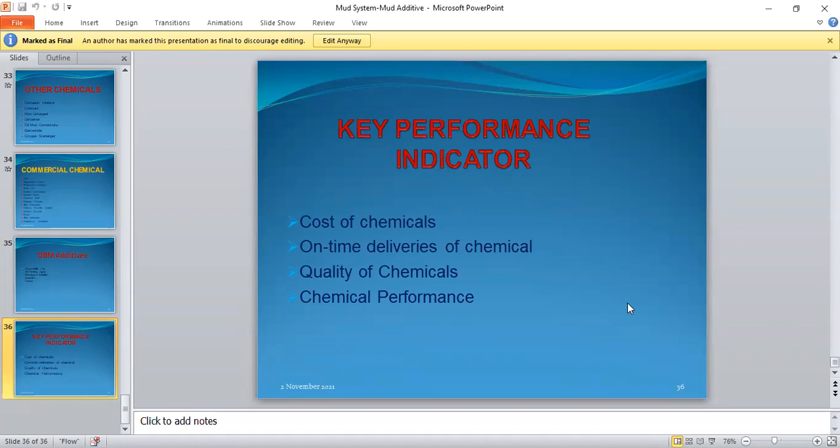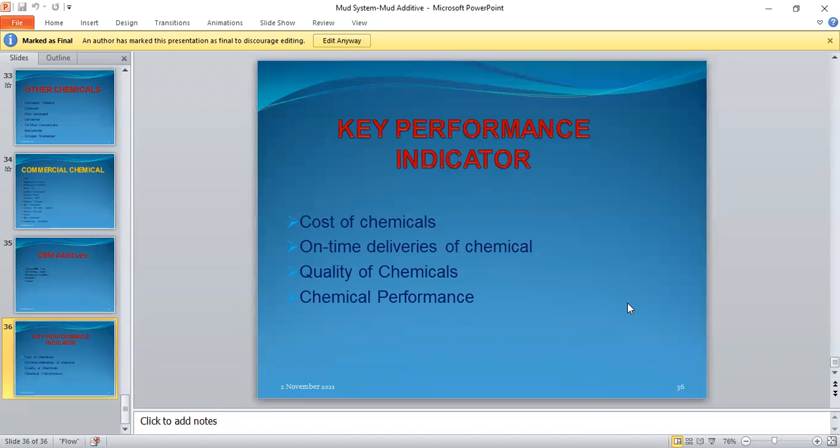Cost of chemicals, very expensive venture, and as such, everything is geared towards minimizing this cost. And even as drilling must go on, enough logistics plan must be in place such that when chemicals are needed, they arrive before time. Quality of chemicals. If chemical qualities are not good, it will give a bad mud. For example, it will even increase the cost.